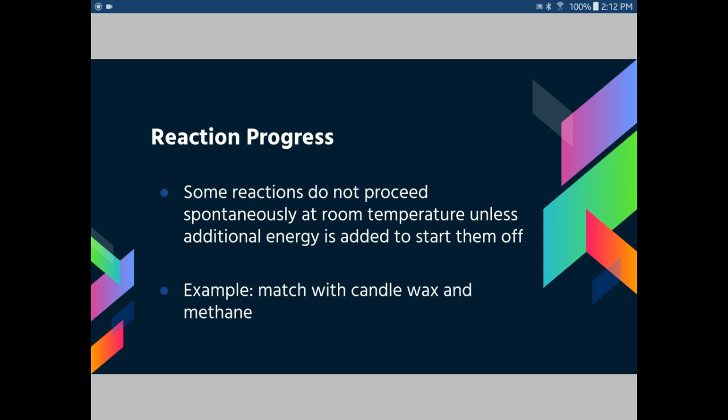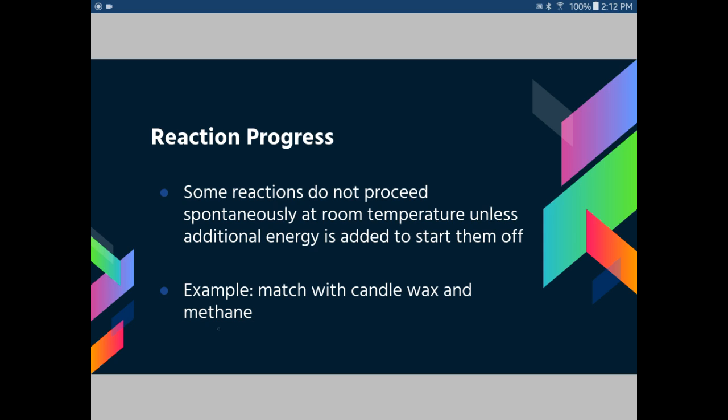Now, some reactions do not proceed spontaneously at room temperature unless additional energy is added to start them off. So for example, energy is provided to a candle with a match. We can provide some energy from that match using the striker, and we can light that candle with the match. Then we can also think about an example with methane.